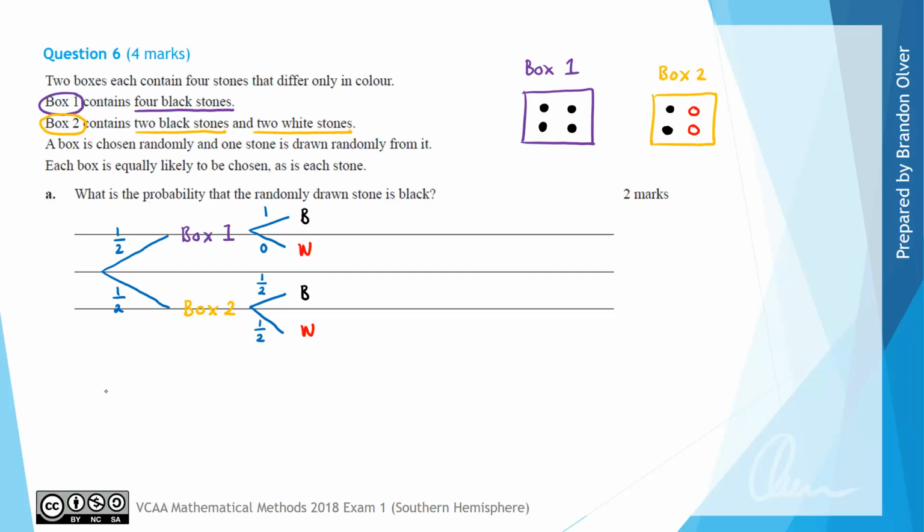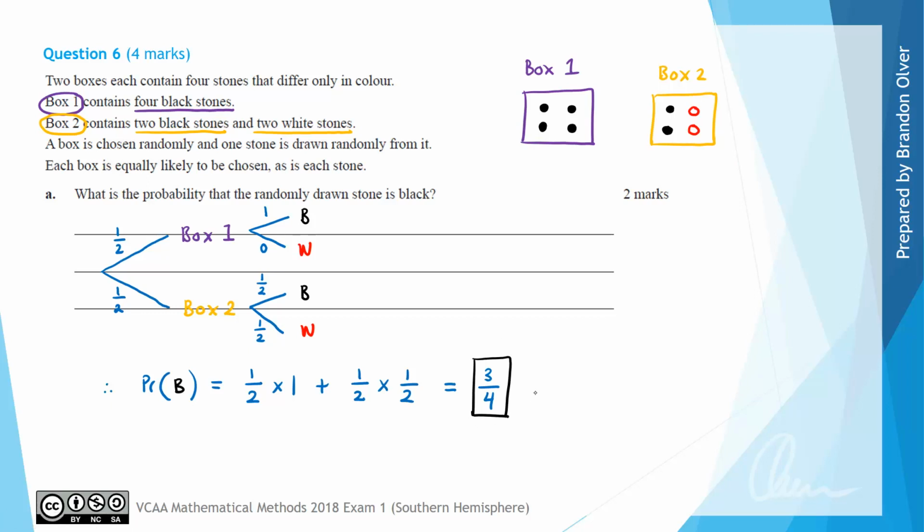For box 2, there's 2 black stones out of 4, which simplifies to a half, and 2 white stones, which is a half. So therefore, the probability of getting a black stone is equal to, and we simply multiply along the branches and then add between the branches. So the first probability is a half times 1, which is the probability of selecting box 1 and then a black stone. And then we add on to that the half chance of getting box 2, multiplied by the 1 in 2 chance of selecting a black stone. And that is going to equal a half times 1 is a half, plus a half times a half is a quarter, which gives 3 quarters. So that is the answer to part A of this question.